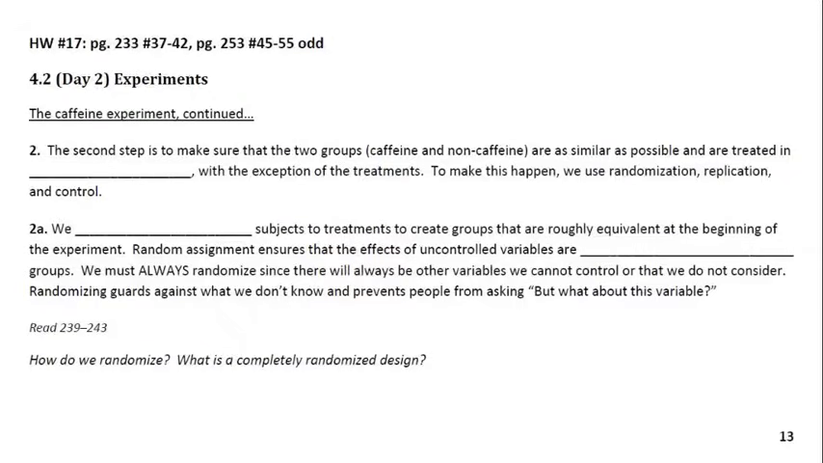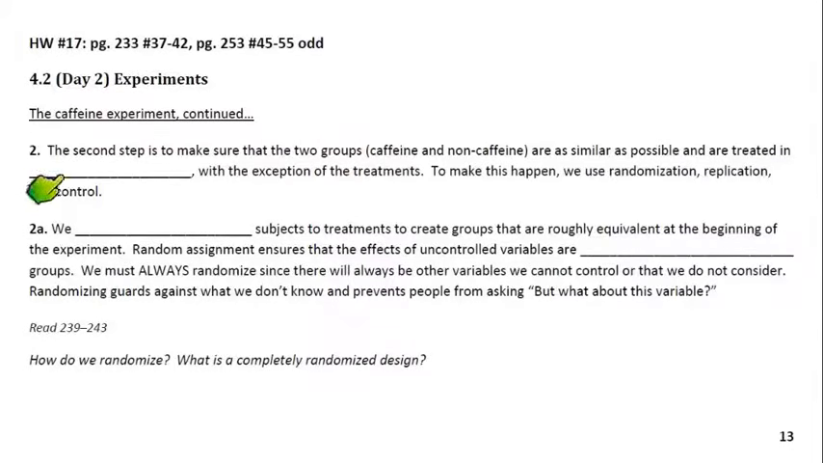4.2 day 2 experiments. We're going to continue with this idea about the coffee experiment because it's a really good way to outline what a good experiment entails. Step 1 from the previous notes was we need to have a control group. So we give students in the class coffee, and then we give another group in the class nothing. And then we compare the average pulse rates between the two groups. So we need to have a control group for comparison.